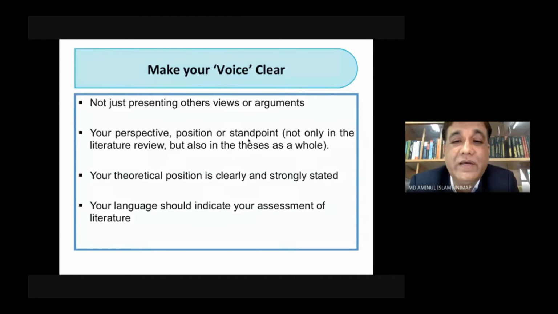Very important. You have to identify theories that underpin your research, or concept, or the model, or equation, and you have to show they are strongly related to your research. Very important.